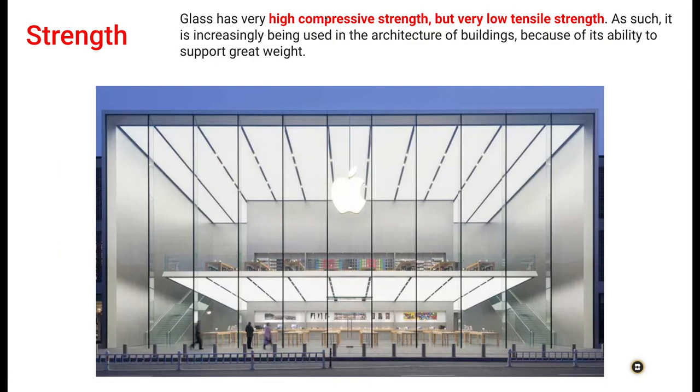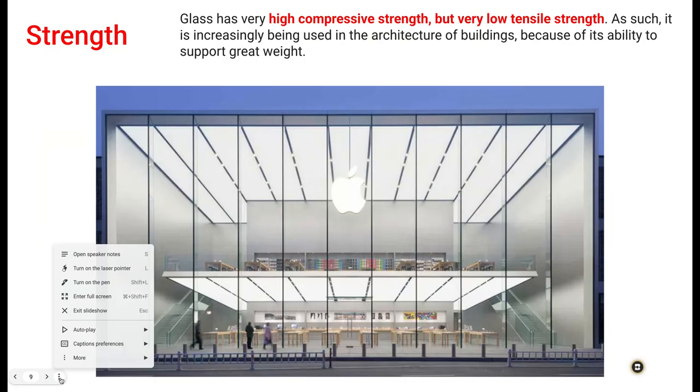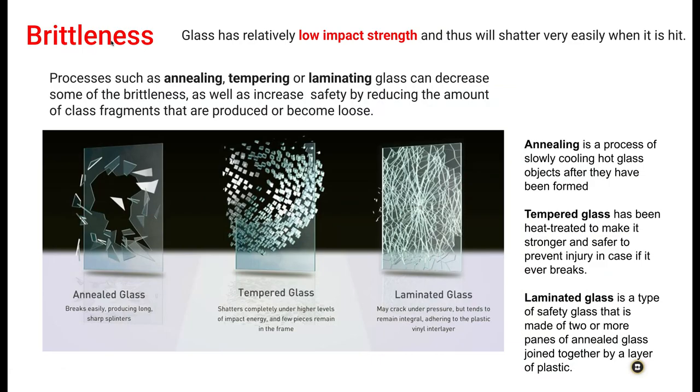Strength-wise, it's very high under compressive strength. So if it's being pushed down from the top and the bottom, so if it's being squeezed, it's very strong. It's got very low tensile strength, however, right? So if you try to bend it, it's not going to resist very much. It's going to shatter pretty quickly. Part of the reason it doesn't have very high tensile strength is it's very brittle.